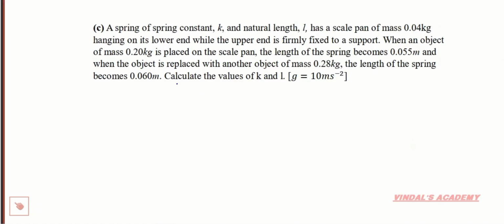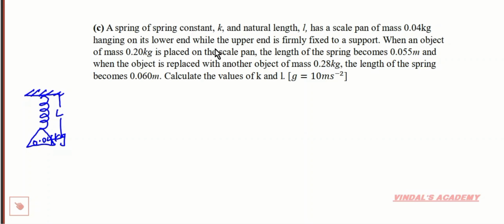Question C is there. In this question C, we say that a spring of spring constant K and natural length L has a scale pan of 0.04. Okay, so this is a scale pan. This is a spring with a hook. Let me use this one to illustrate it. With a scale pan, the mass of the scale pan is already given as 0.04 kg, and I'm also going to represent the length as L.